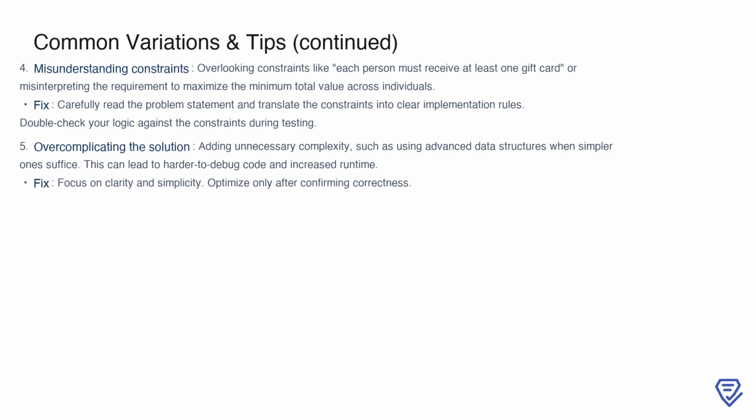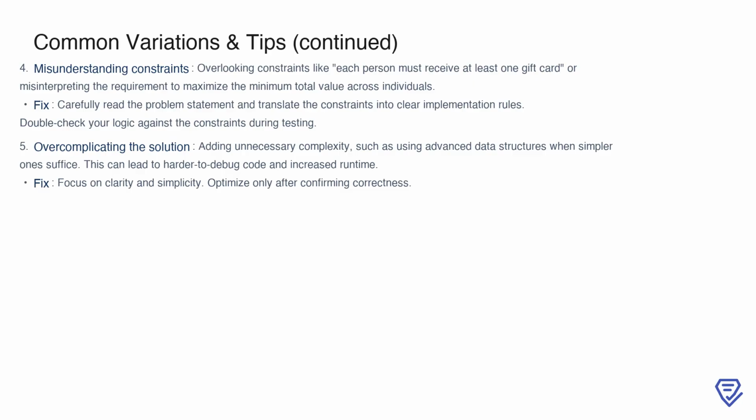It's also important to avoid misunderstanding the constraints. For example, the requirement that each person must receive at least one gift card or the need to maximize the minimum total value across individuals can be easily overlooked or misinterpreted. To prevent this, take the time to carefully read the problem statement and translate the constraints into clear, logical implementation rules. During testing, double-check that your solution adheres to these constraints.